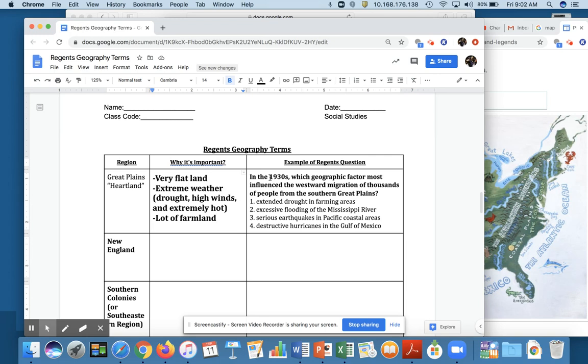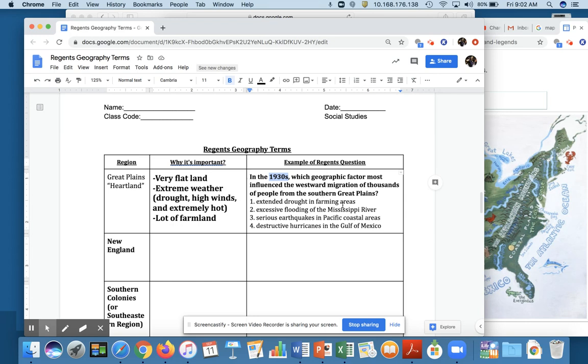So here's an example of a regions question that you might come across. It starts off in the 1930s. Now I want to make this clear: you're not getting to the 1930s topics in my class until March or April. But just knowing the region and knowing a little bit about it, based on the notes we just took and where it is, you can get this answer.